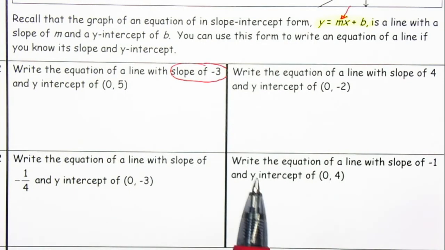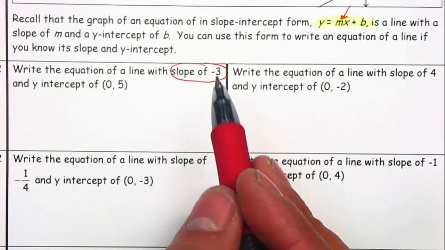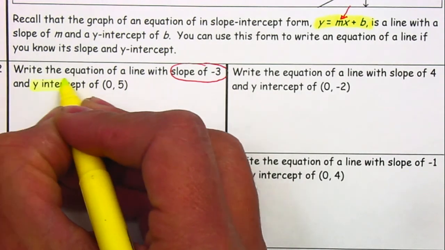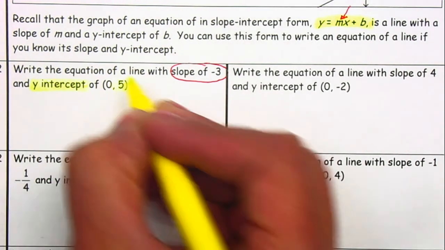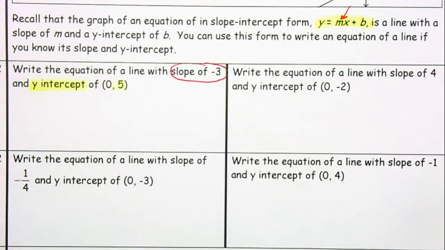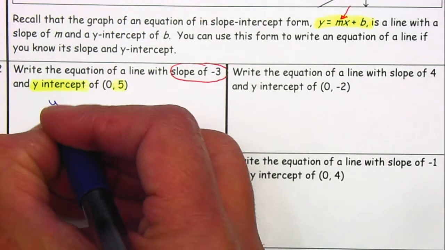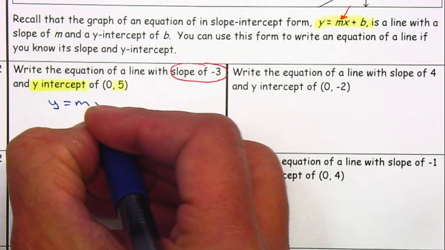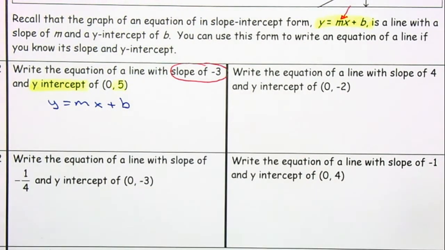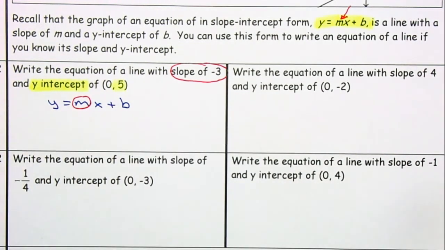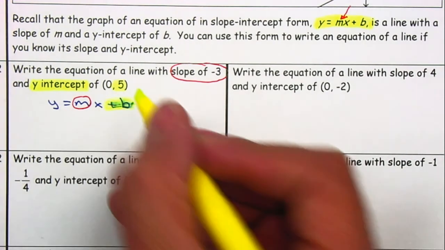Remember we've been doing it in red, so I want you guys to circle the slope in red. The slope is -3, and the y-intercept will be with your highlighter, and I want you guys to highlight the y value. First, let's write down the equation: y is equal to mx plus b, where m is your slope and b is your y-intercept.